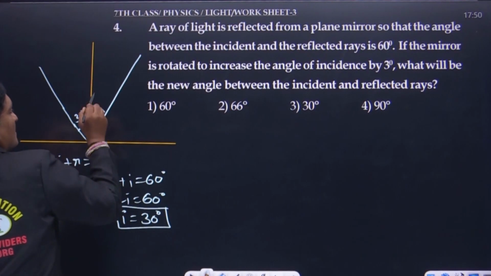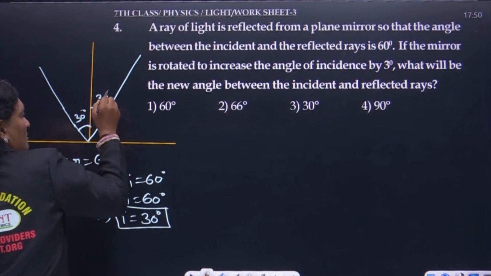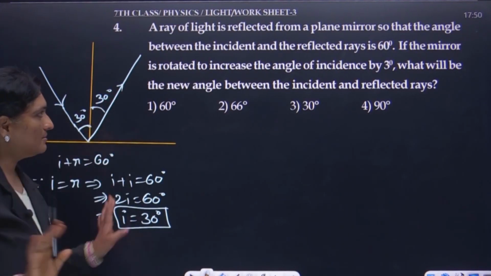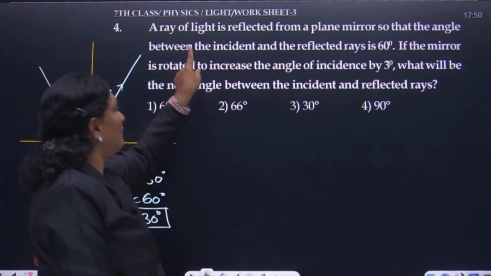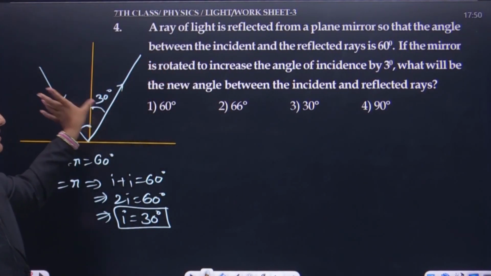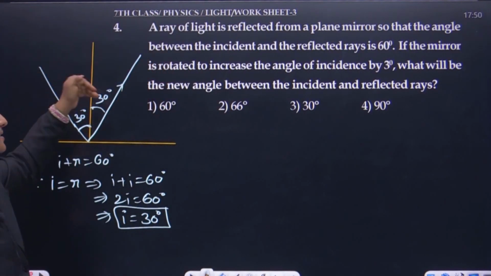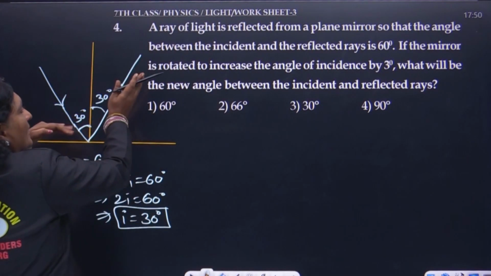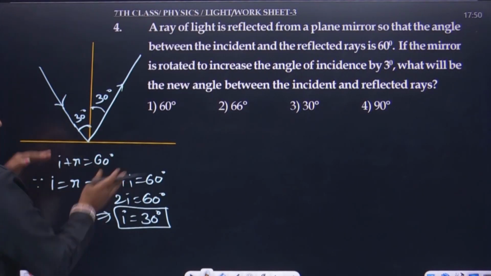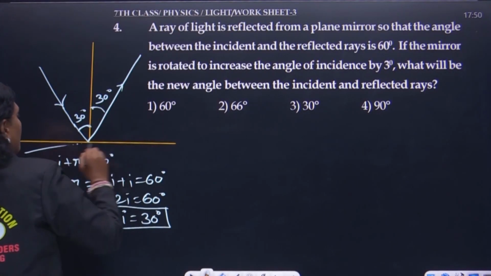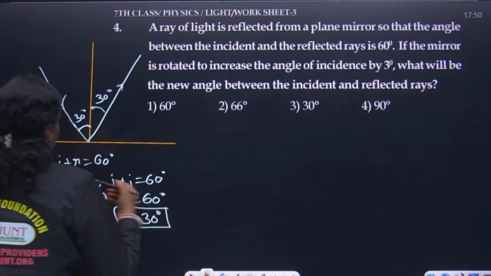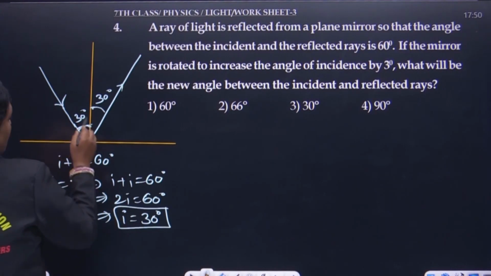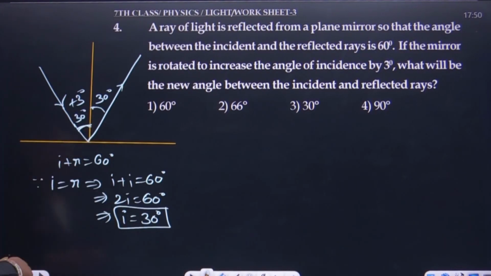If the angle of incidence is 30 degrees, the angle of reflection must also be 30 degrees. That's it. The ray of light is reflected from a plane mirror so that the angle between the incident and reflected ray is 60, which means the angle of incidence is 30 and the angle of reflection is also 30. Now, earlier the mirror was like this; now the mirror is rotated such that the angle of incidence is increased by 3 degrees.